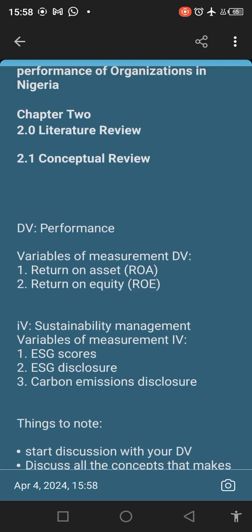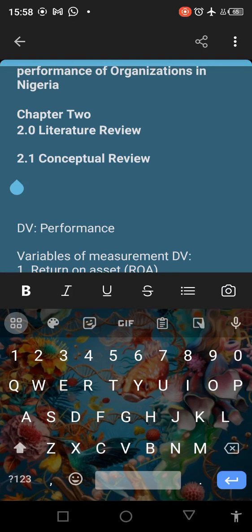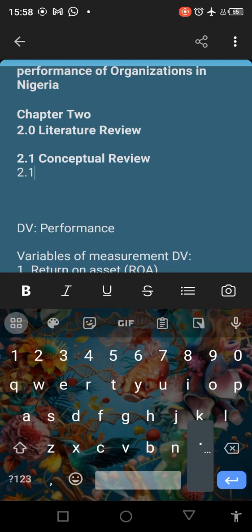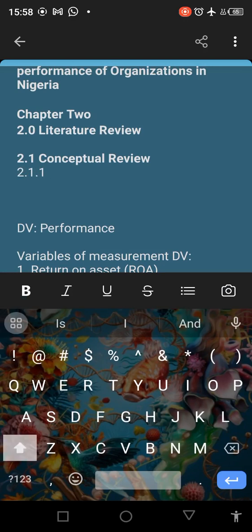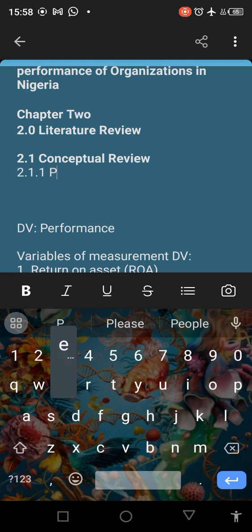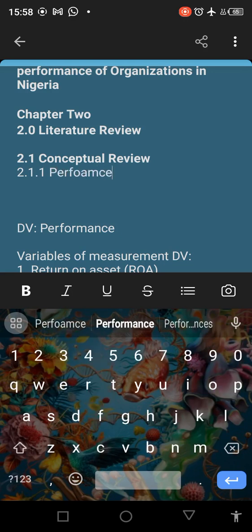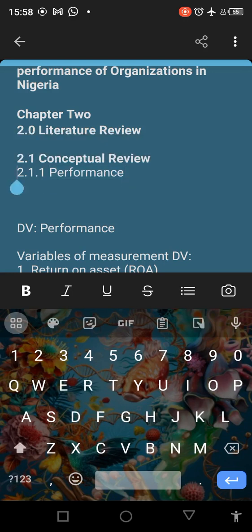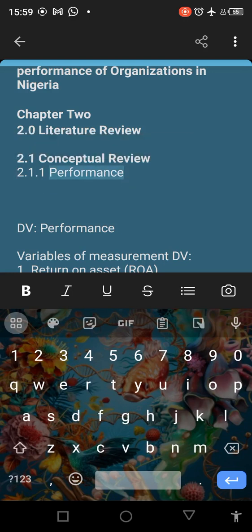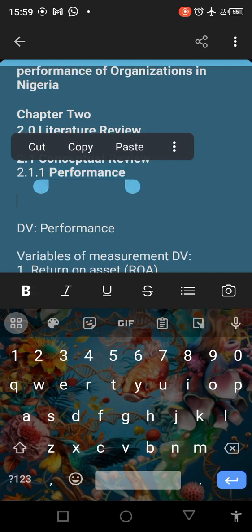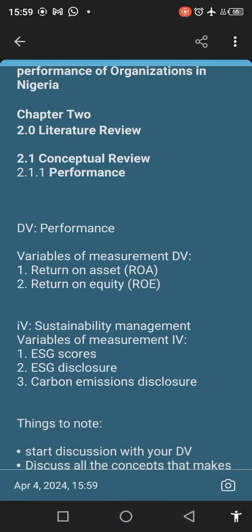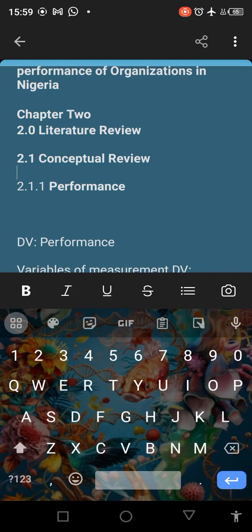This is a conceptual review. I will come here. I will have my 2.1.1, and that will be performance as a heading. I will bold it. Then anything I want to discuss, I am going to discuss underneath it. Do you understand?